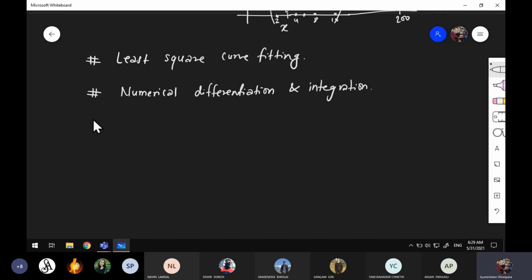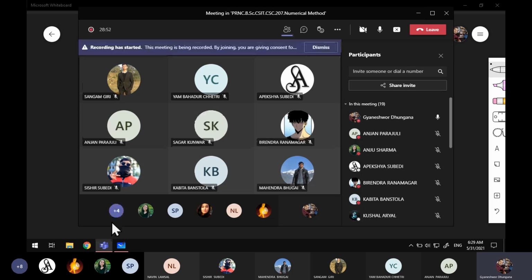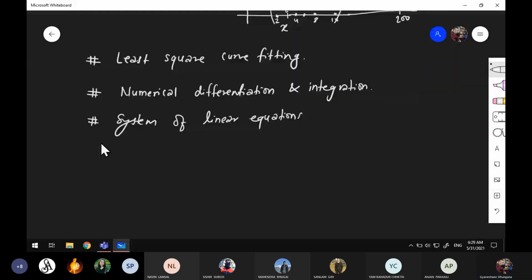Another problem may be the solution of a system of linear equations. To solve a system of linear equations also, we can use numerical methods. A system of linear equations means we are given a set of linear equations, and we have to solve them to find a common intersection point, the point through which all these functions pass.